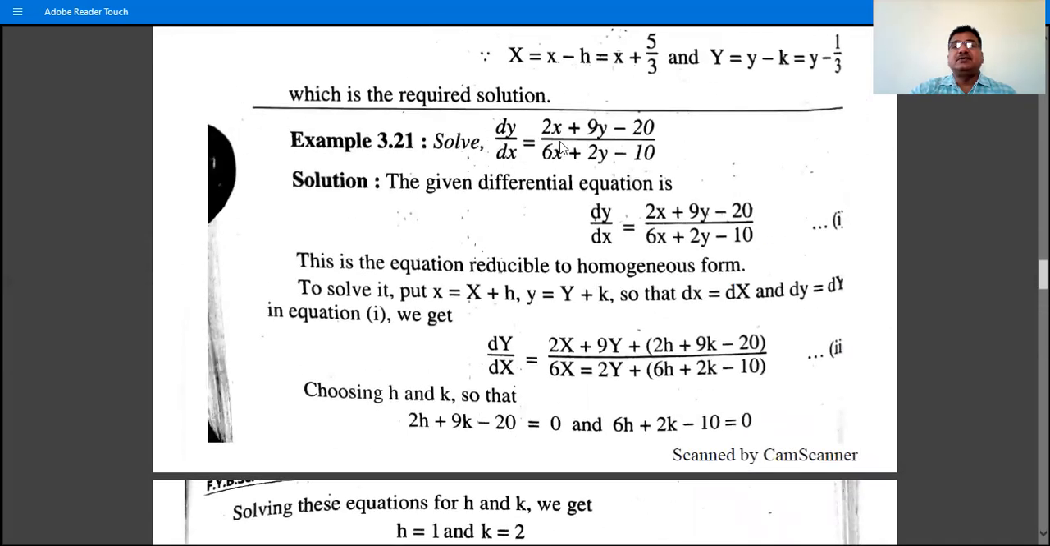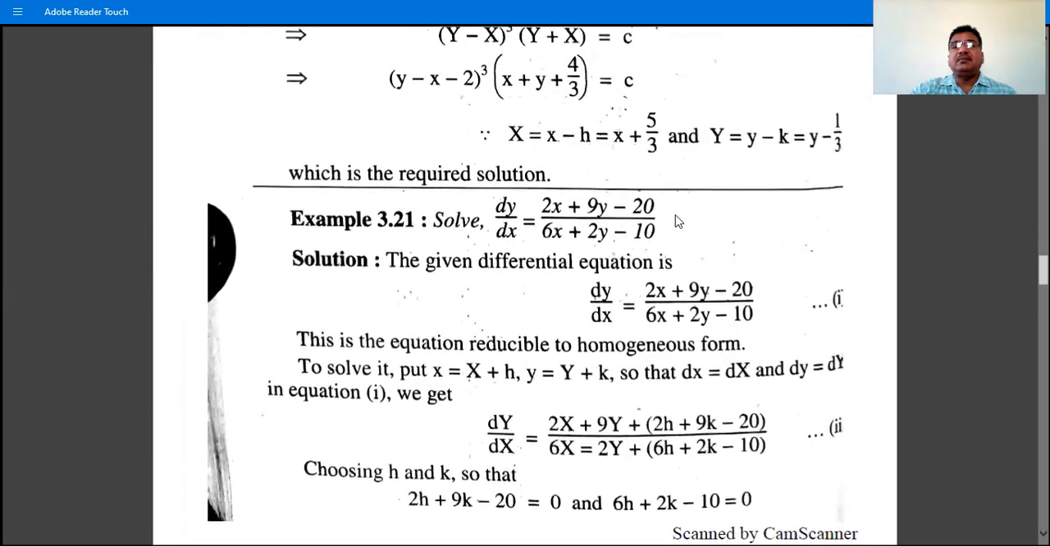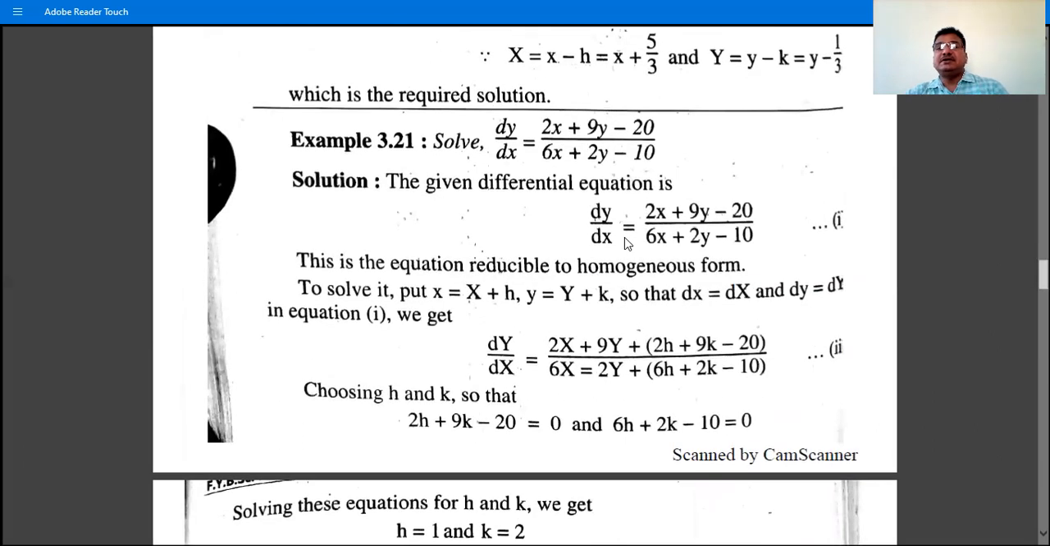dy by dx is equal to (2x plus 9y minus 20) divided by (6x plus 2y minus 10). So the given differential equation is of the form dy by dx is equal to this. If you find a1 by a2, it is 2 by 6, that is 1 by 3, and b1 by b2 is 9 by 2. So we observe that a1 by a2 is not equal to b1 by b2.